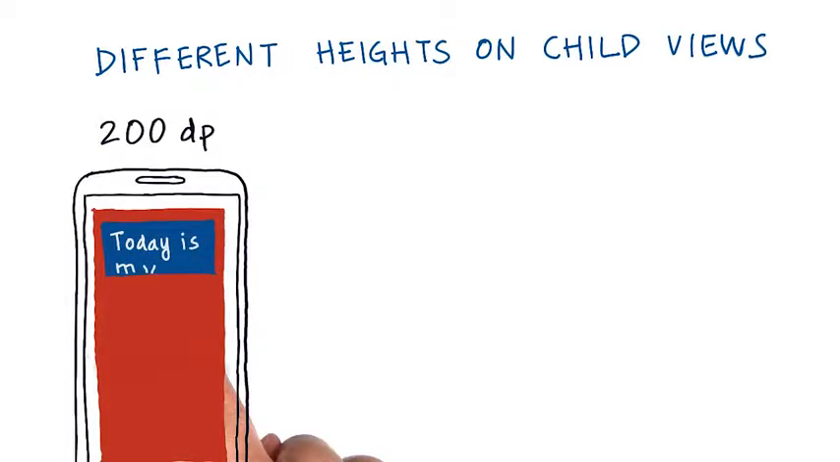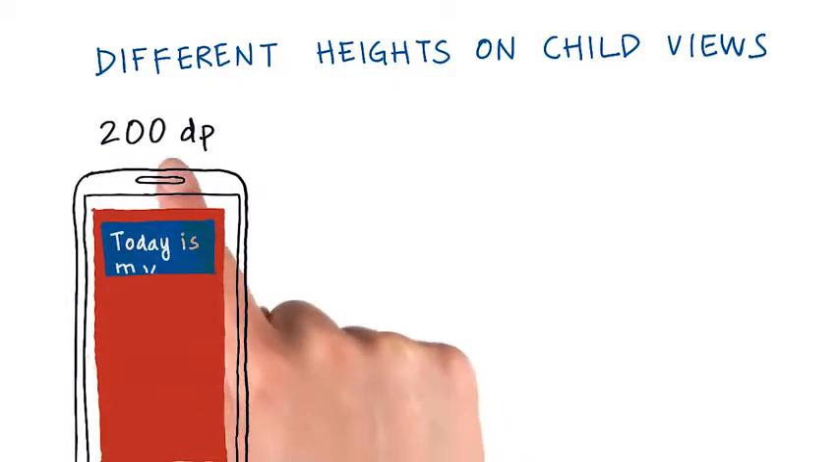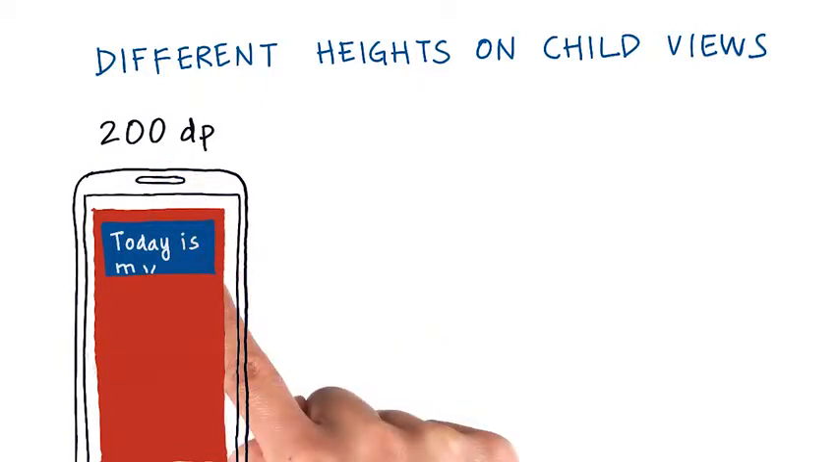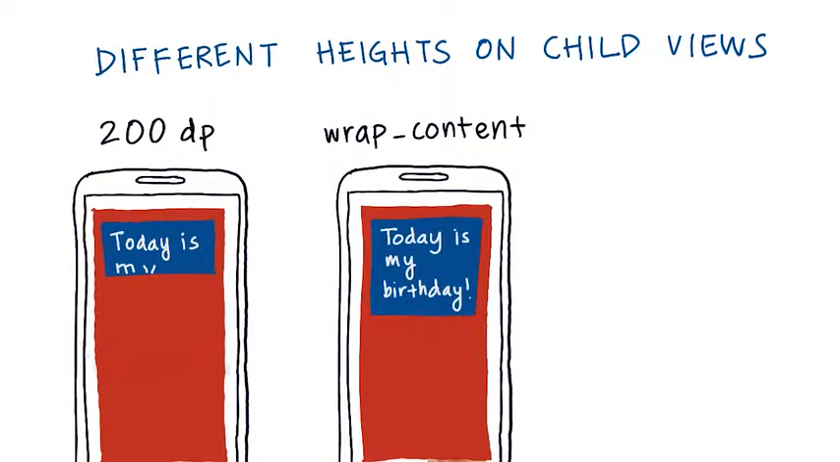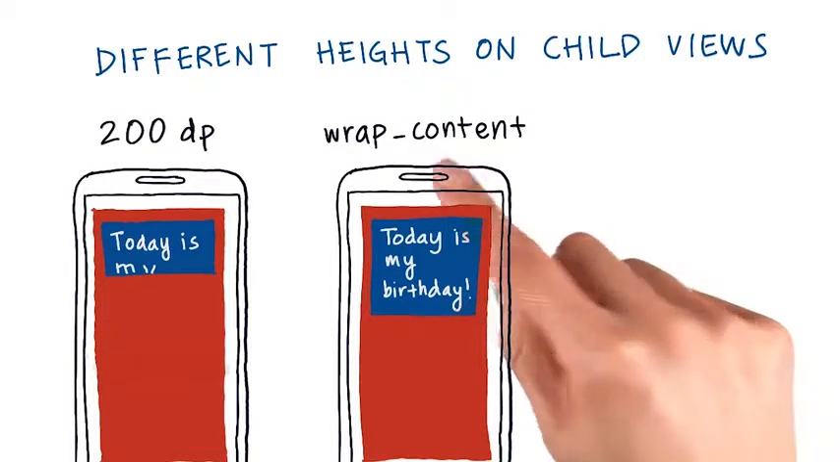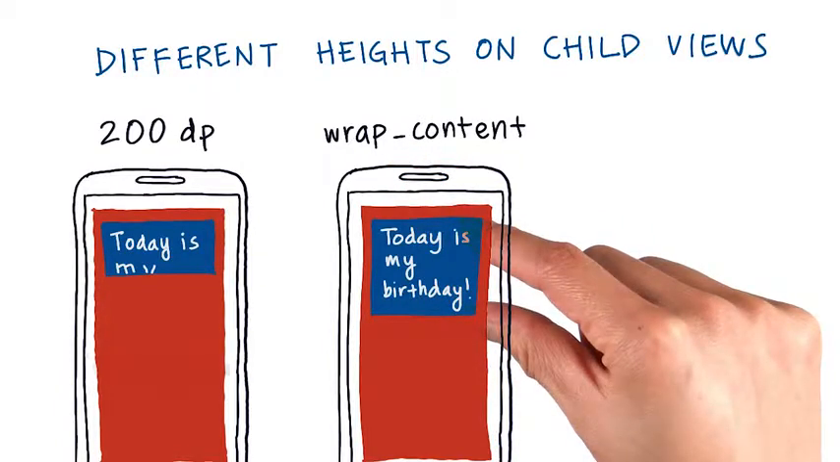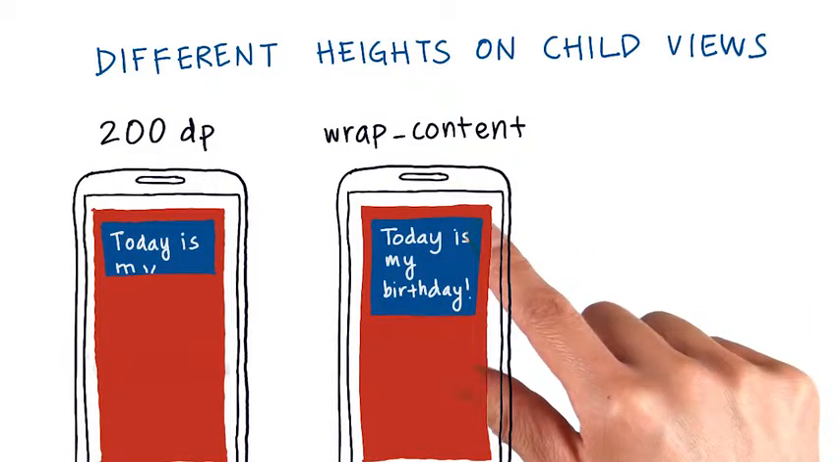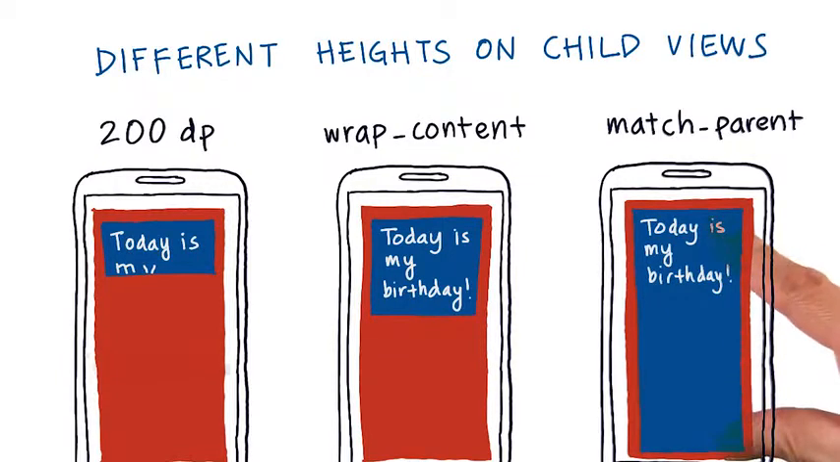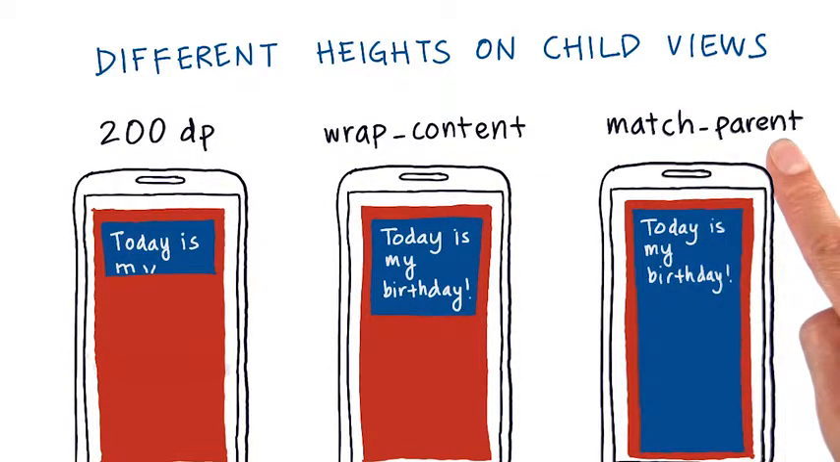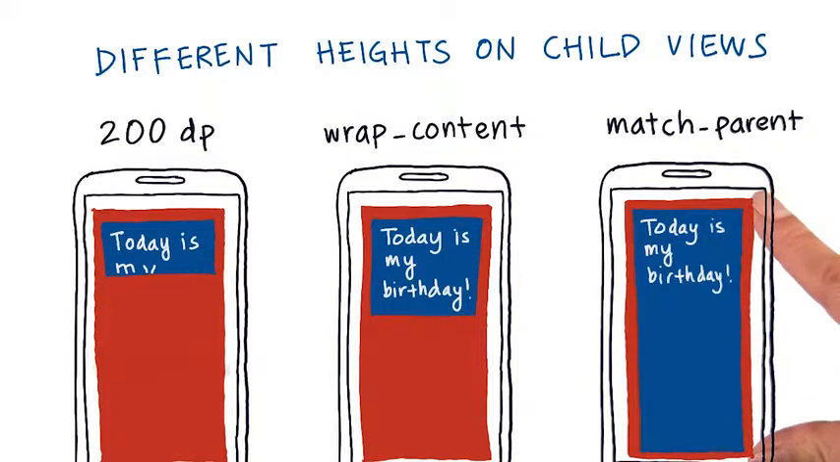Now those same values can also be applied for the height of each view. In this example, we set the height of this child text view to be 200 dp. If the content inside it is taller than that, then you run the risk of cutting off some of the content. In this example, we set the height of the child text view to be wrap content. That way, all the content will be displayed on screen and nothing will be cut off because the size of the text view is dependent on the content inside of it. And in this example, we set the height of the child text view to be match parent. That way, the child view is as tall as the parent itself, regardless of the content inside it.